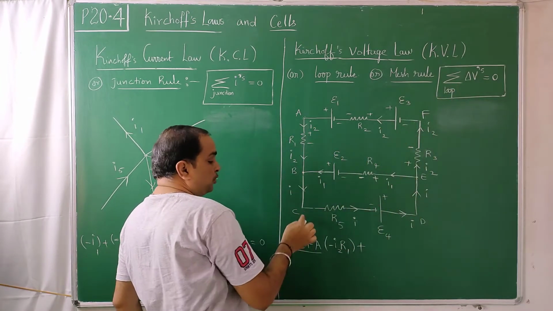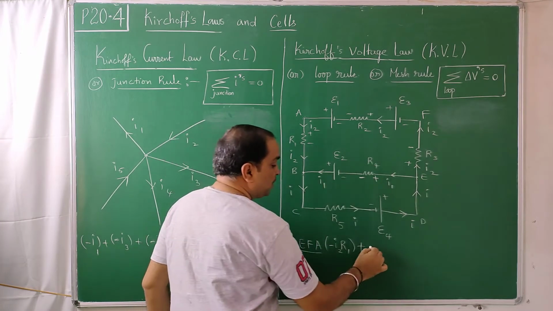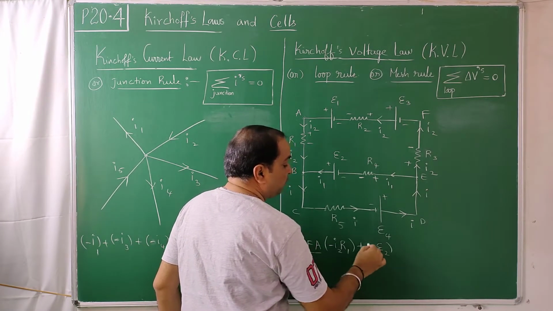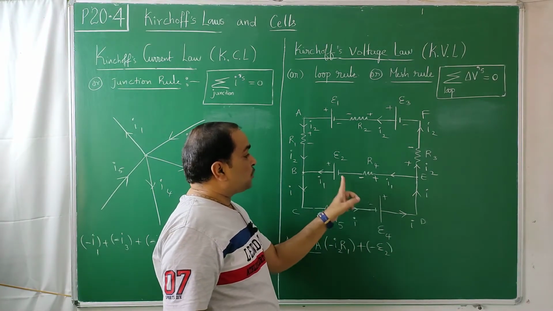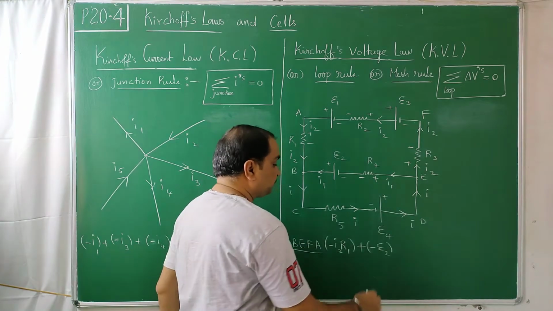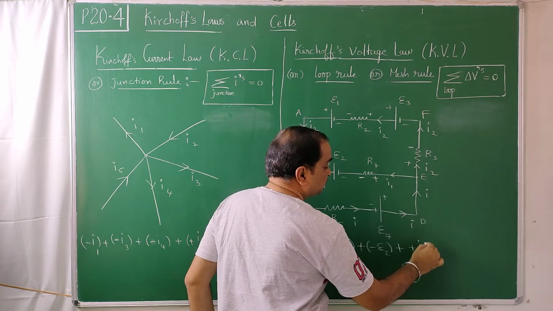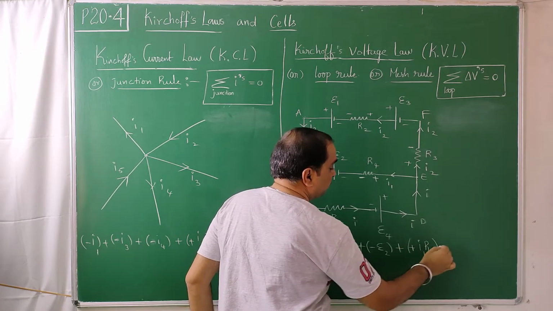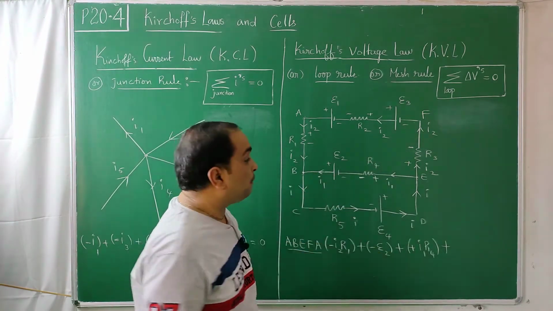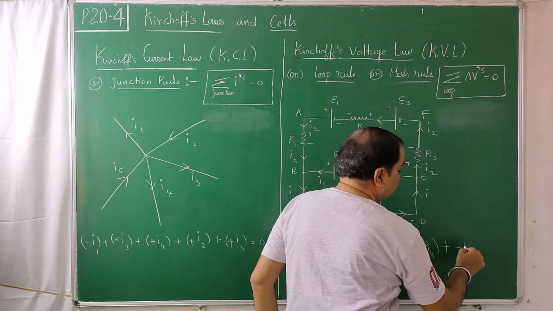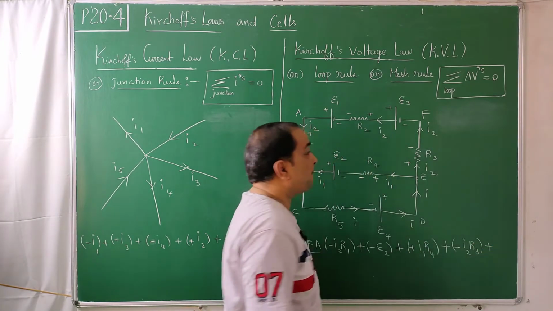And from B, you are not going to C, you are going from B to E. In the process, you came from plus to minus, drop: minus E2, EMF of that battery in volts. You are going from minus to plus. You came from plus to minus, drop. Minus to plus is rise. Plus of plus I1 R4. Going from plus to minus, drop: minus I2 R3.